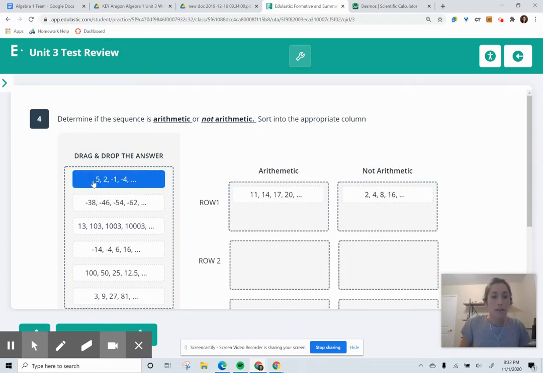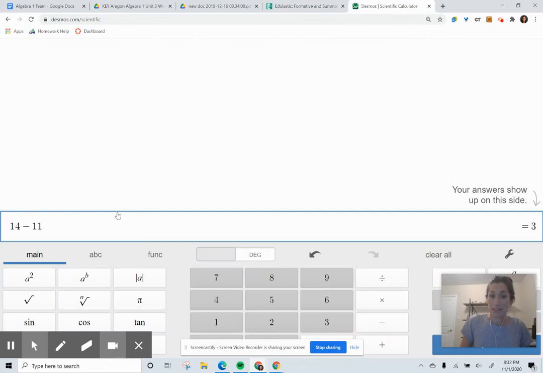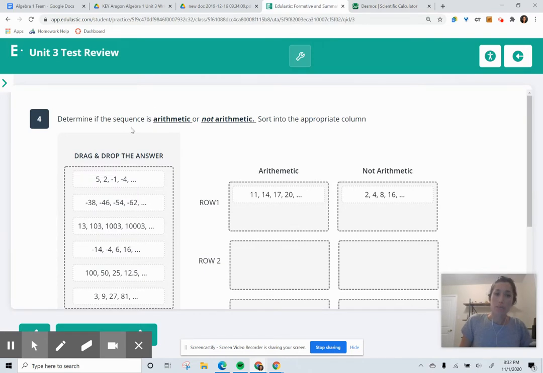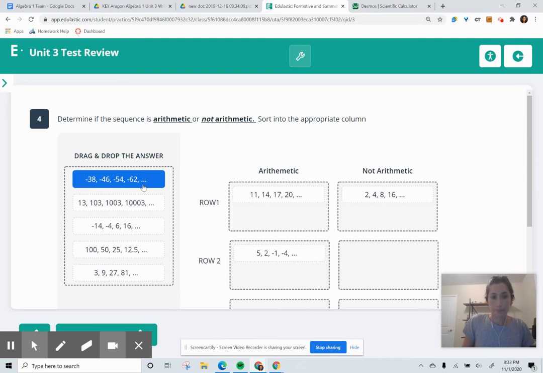We've got 5 going to 2. So if I take 2 and subtract 5, I'm going to get negative 3. So I know that I'm essentially subtracting 3 each time. I can backtrack and say, okay, 5 minus 3 is 2, 2 minus 3 is negative 1, negative 1 minus 3 is negative 4. That is arithmetic.